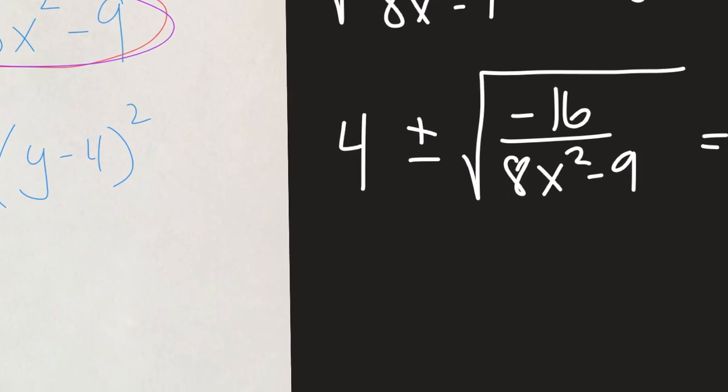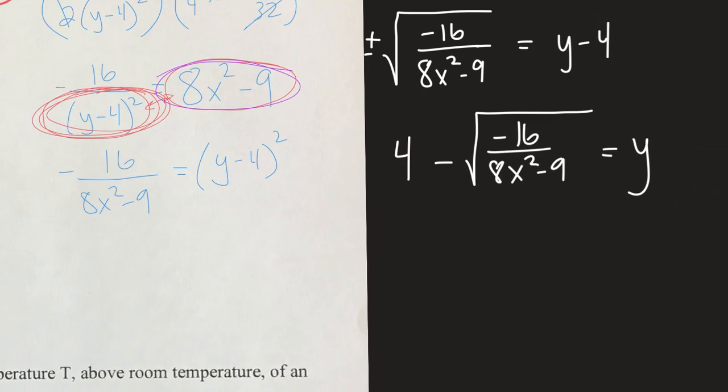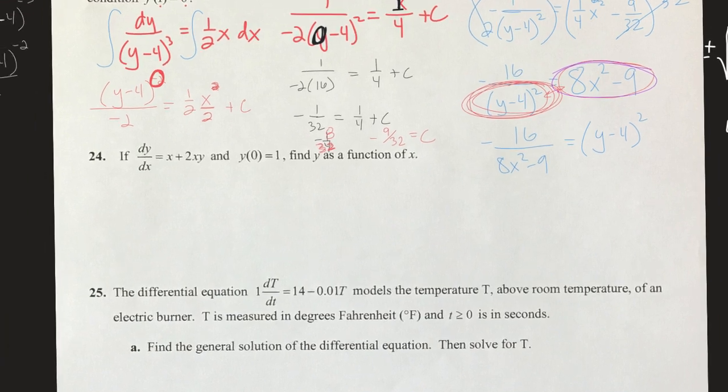Right, so we're going to pick the negative part of this, not the positive part. So we can erase the positive. Where's my eraser? There it is. I can erase the positive, and we get 4 minus root of negative 16 over 8x squared minus 9 as the final answer to your equation. Okay, like I said, a lot of algebra.